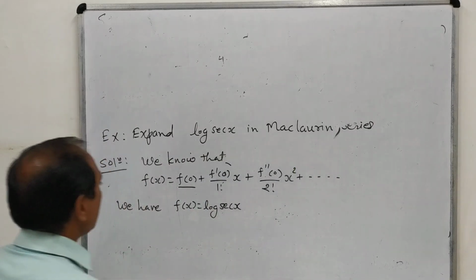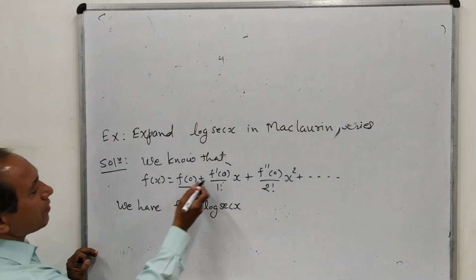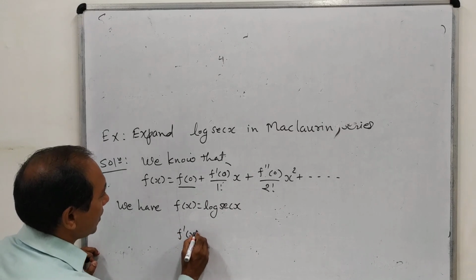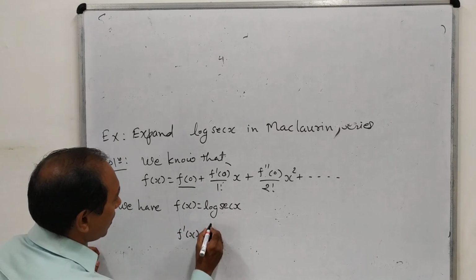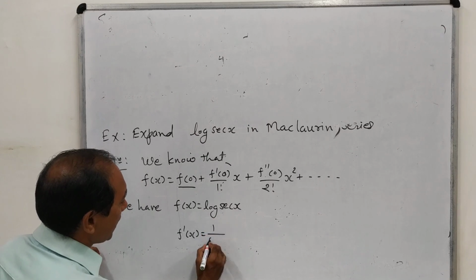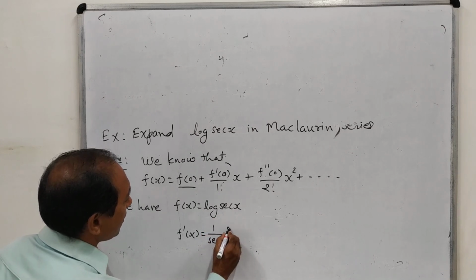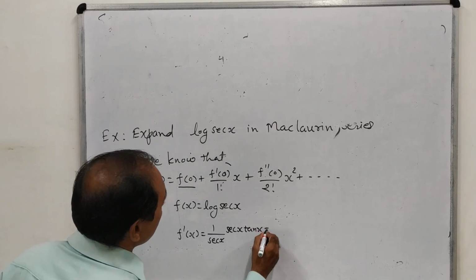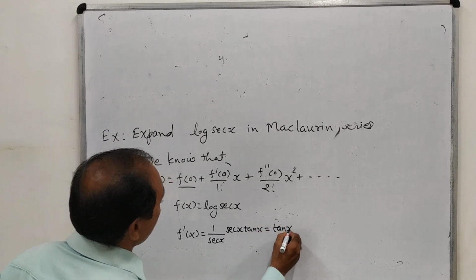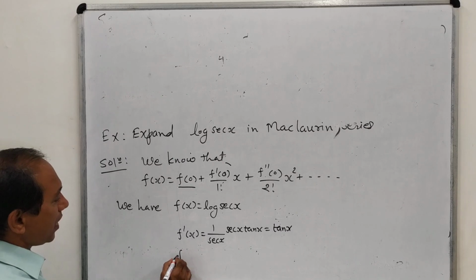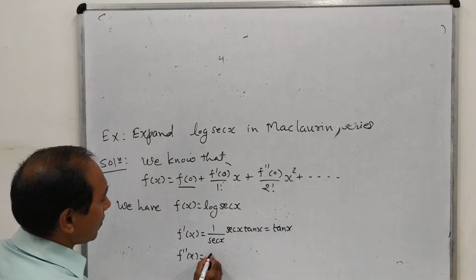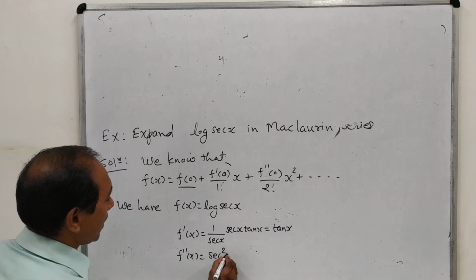So now see, f of x is given. What do I require? I require its derivatives only. So I will find f dash x equal to the derivative of log, which is 1 upon sec x, and sec x has the derivative sec x into tan x. Sec x and sec x will be cancelled, so tan x. Then f double dash x, what is it? Tan x has the derivative sec square x.